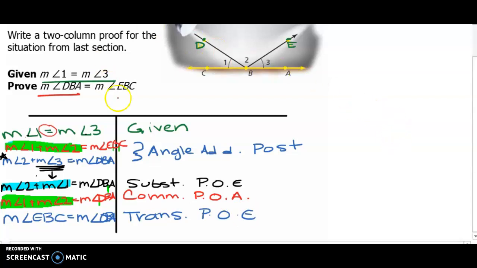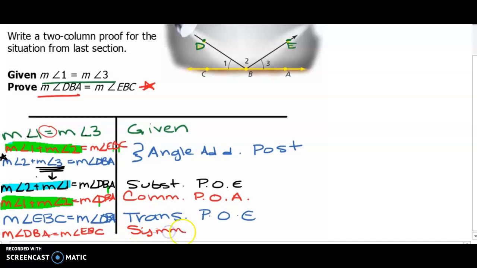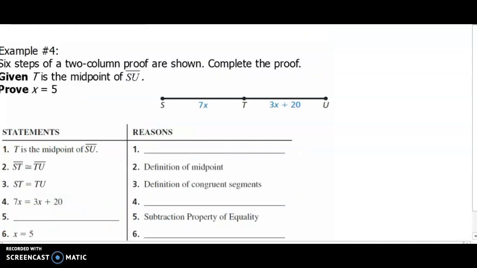Almost, but not quite. Remember, we have to be very exact with proof. What we wanted to prove is that DBA is equal to EBC. We have them flipped. So all I'm going to do is flip them. Measure of angle DBA equals the measure of angle EBC. And do you remember what property says we can flip what's on each side of the equal sign? It's the symmetric property. And we are done. All right, I want you guys to take a minute, try to do this one on your own, and then we'll come back to it and I will go through it with you.